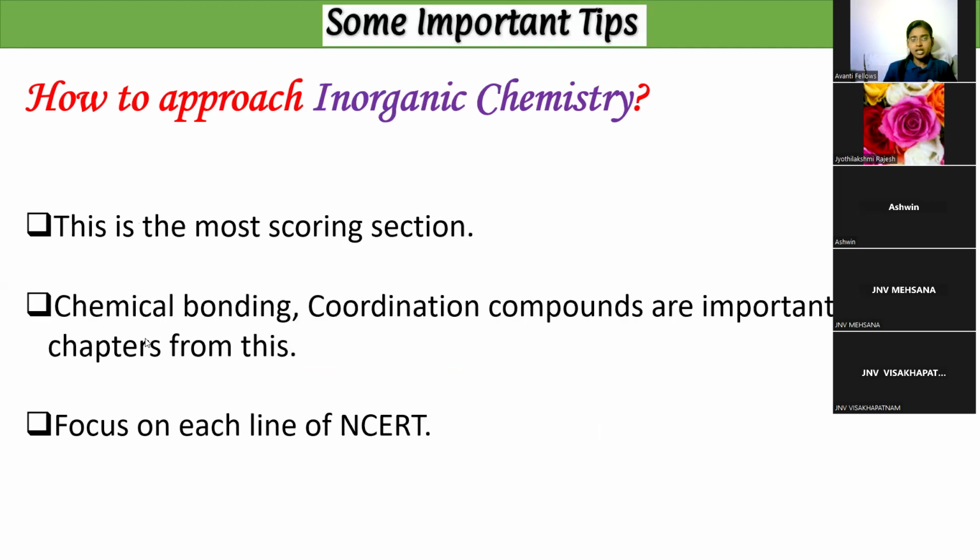Then coming to inorganic, this is the most scoring section in your chemistry. As I have already told you, the chemical bonding lesson is from your class 11. And in class 12, I gave you 2 lessons: one is D and F block and the other is coordination compounds. Among these two, coordination compounds is very important. From chemical bonding and coordination compounds, you can get more questions.